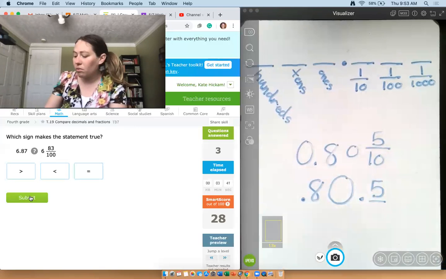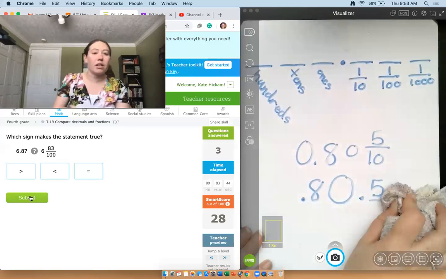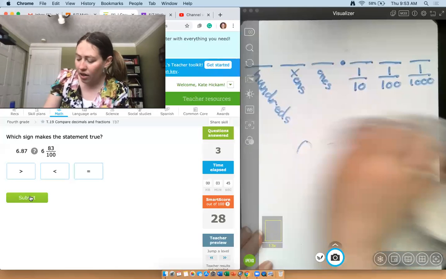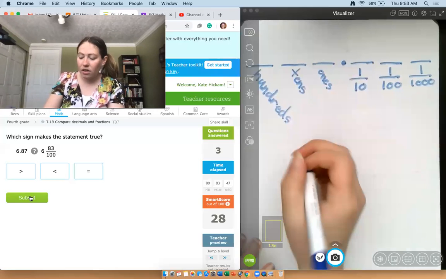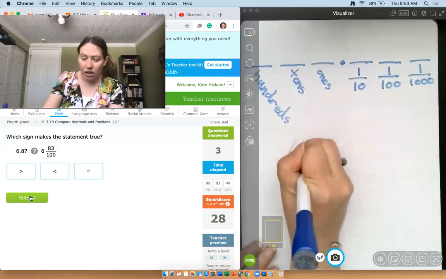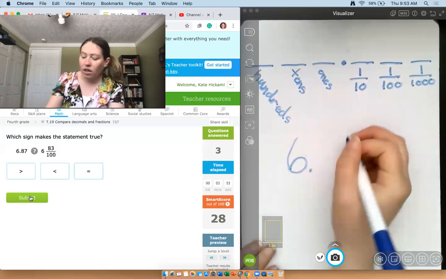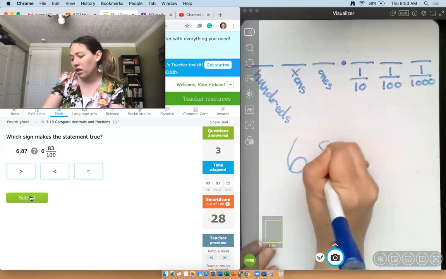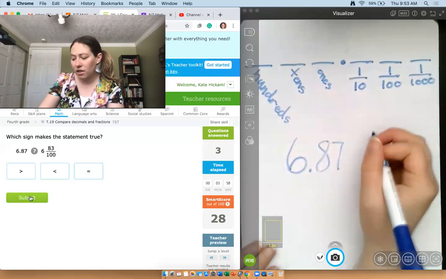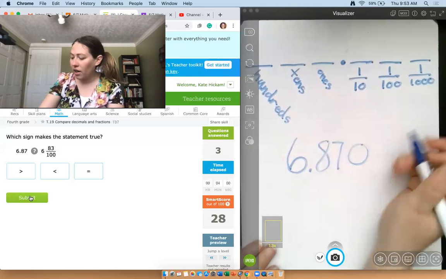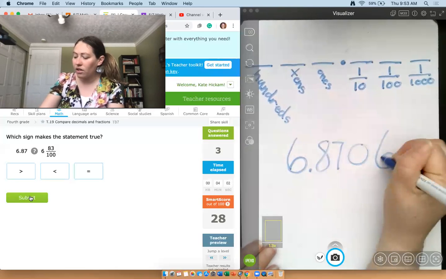All right. Ooh, this one's nice because it's got a mixed number in there. So we have 6 wholes and 87 hundredths versus 6 wholes and 83 hundredths.